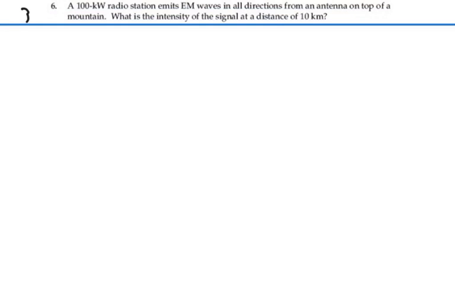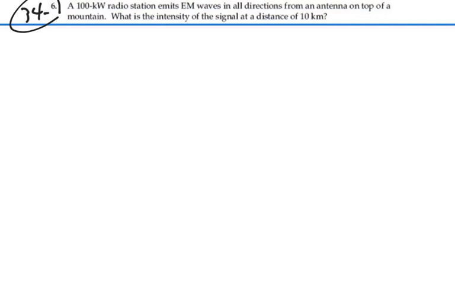Here's problem 34.6. A 100 kilowatt radio station emits EM waves in all directions from an antenna on top of a mountain. What is the intensity of the signal at a distance of 10 kilometers?